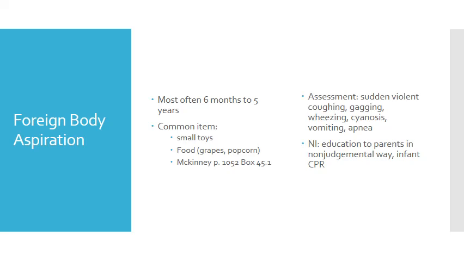Foreign body aspiration, I talked about this a little bit already as well. Pretty common, or happens most to children aged 6 months to 5 years old. We talked about how they have those smaller airways, so it's easier for things to get lodged in there. Common items are little toys, coins, quarters, that sort of thing, food, grapes, popcorn, nuts. So there's a complete list in McKinney that you can look at if you're dying to know what are the common items that kids choke on.